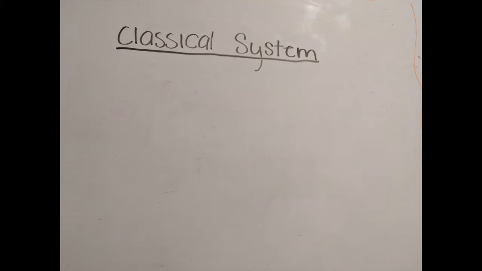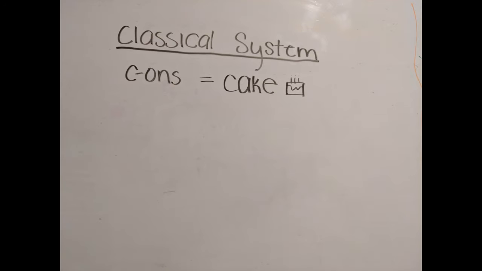To understand how these particles interact, we will first look at the classical system. We have two objects we will call ceons. The C stands for classical. To make it easier to understand, we will think of these ceons as cakes. These cakes come in circles and squares.